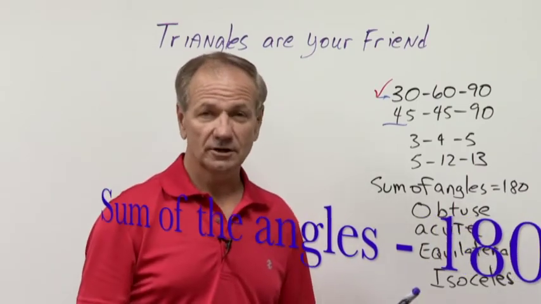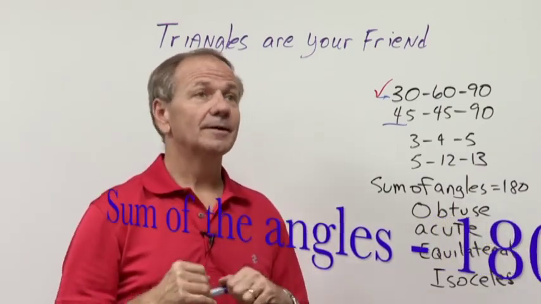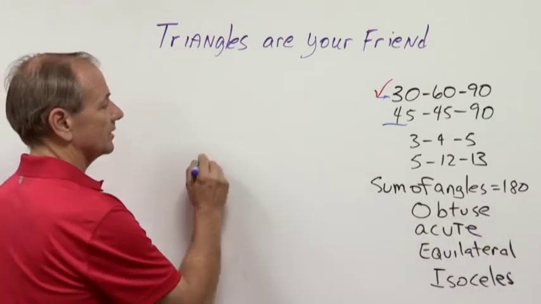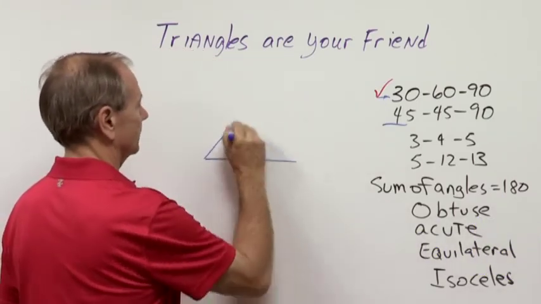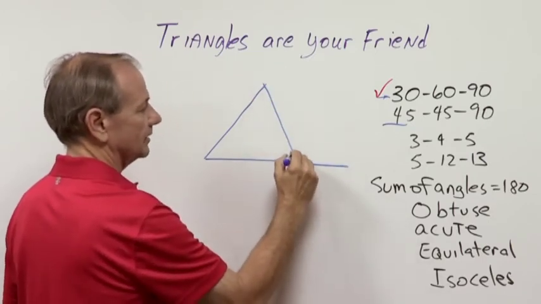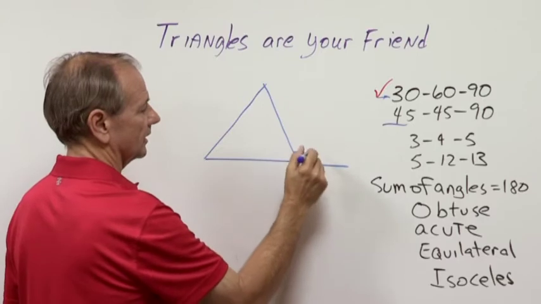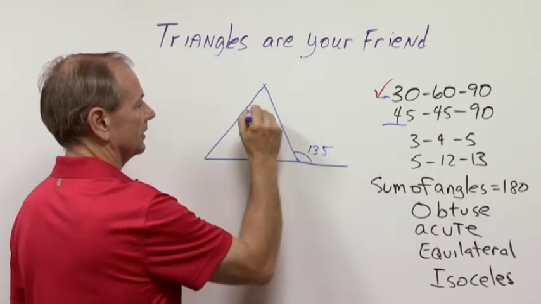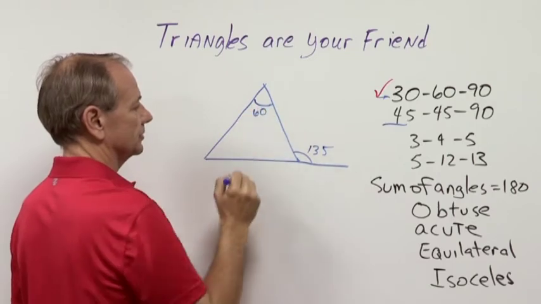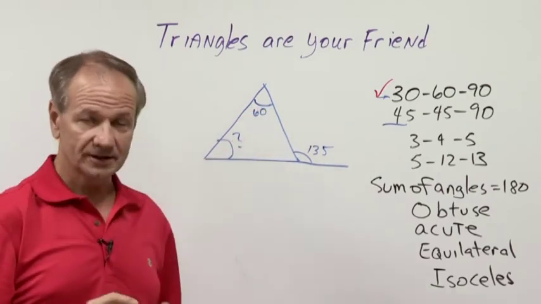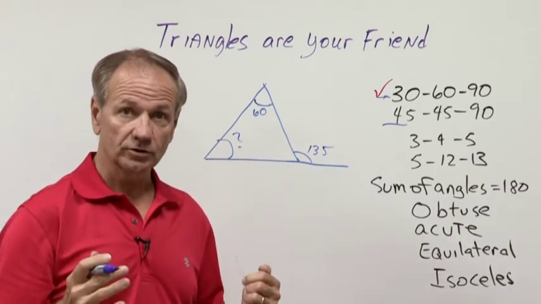You can count on the ACT having a question on this, sometimes two on every test, okay? They may give you something like this, and a line over here. And they might tell you that this line is equal to, we'll say, 135, and this is equal to 60, and then ask you what is the measure of this angle.